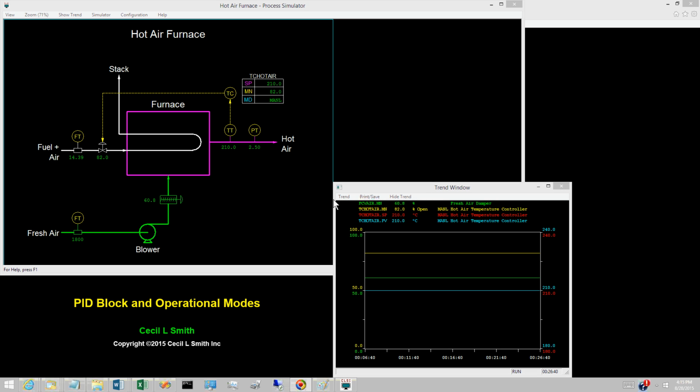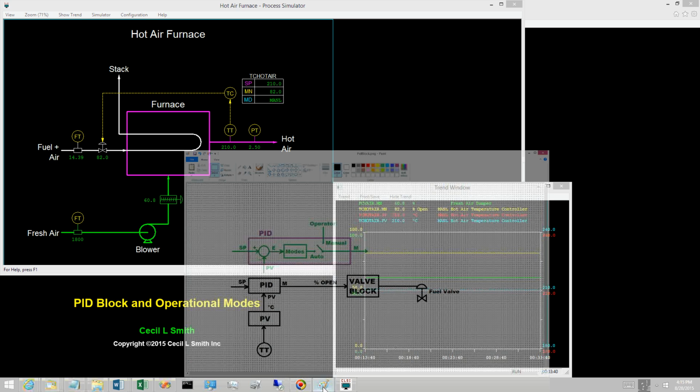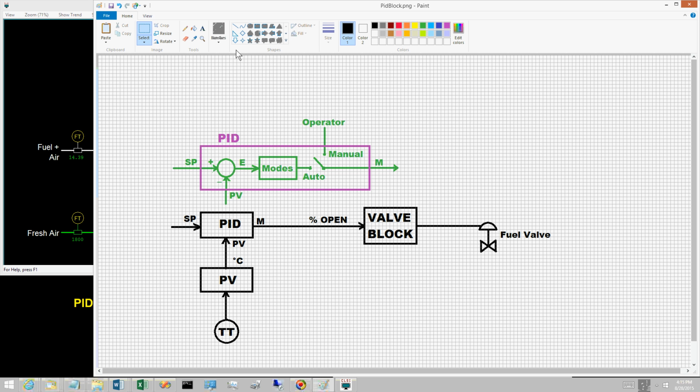Without question, the PID block is the most important function block provided by a commercial process control system. Digital implementations provide numerous features and options. The most significant of these will be the subject of subsequent videos. This video presents a more detailed representation of the PID block. The objective is to introduce the control error and the operational modes.